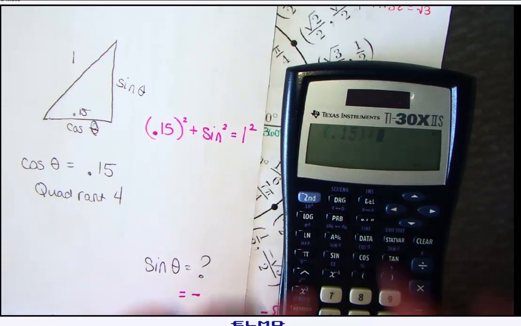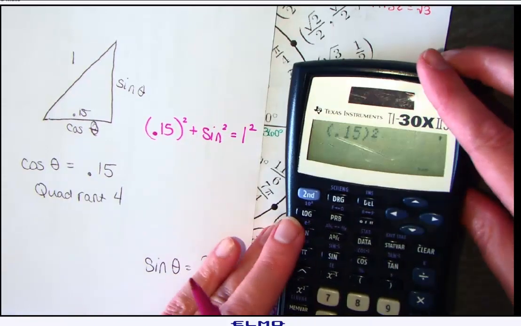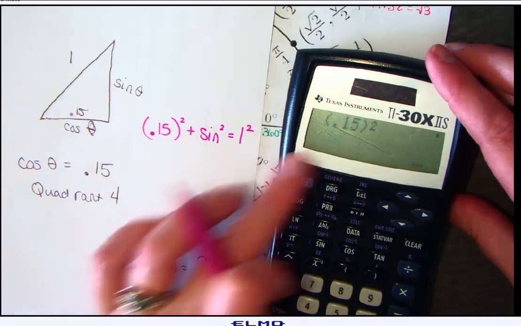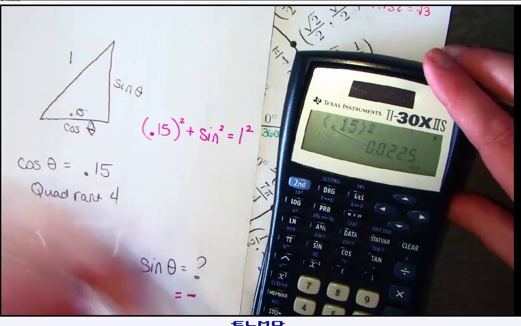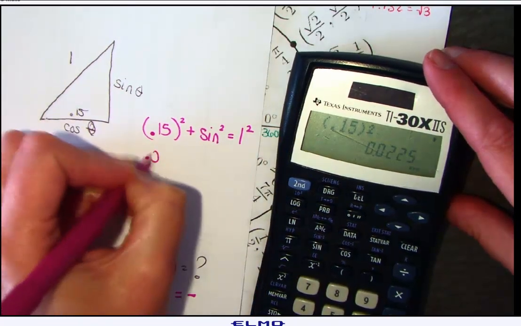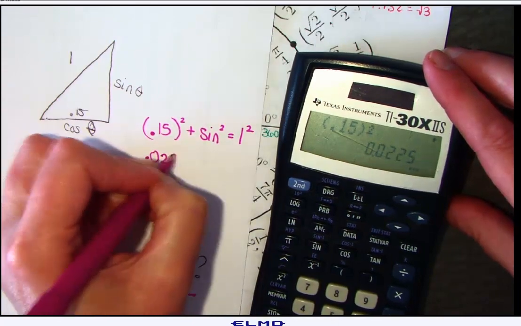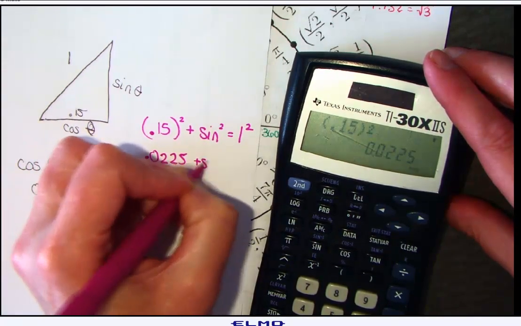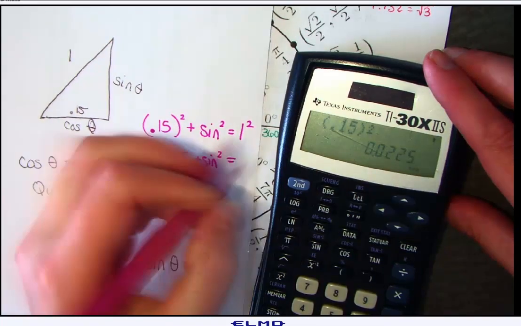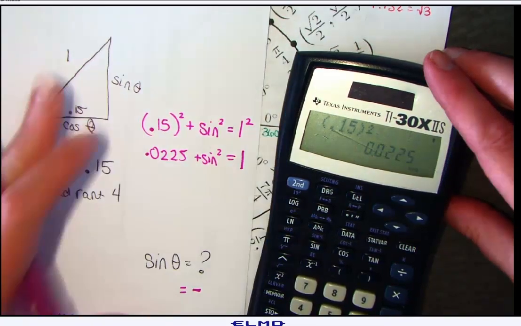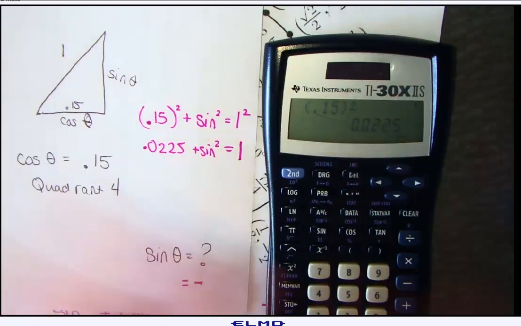0.15 squared. And notice that I'm putting it in parentheses. If it was a negative number, I would want that negative inside the parentheses. 0.15 squared is 0.0225. 1 squared is just 1 times 1. So that's going to equal 1 there.